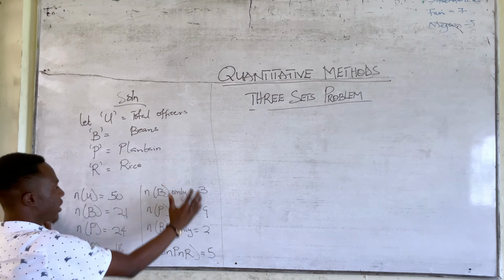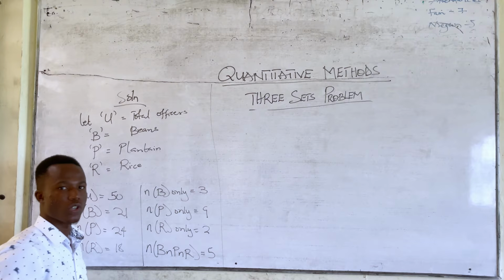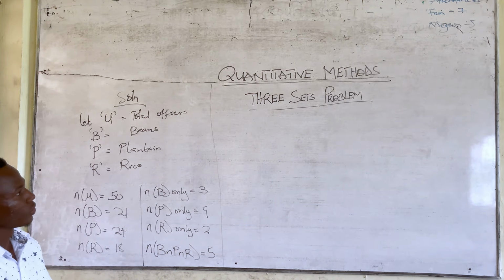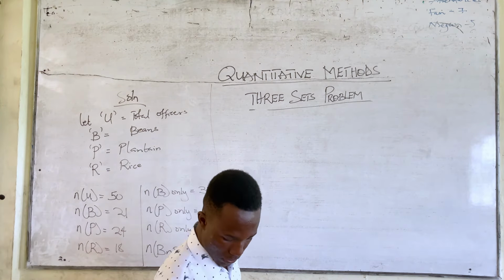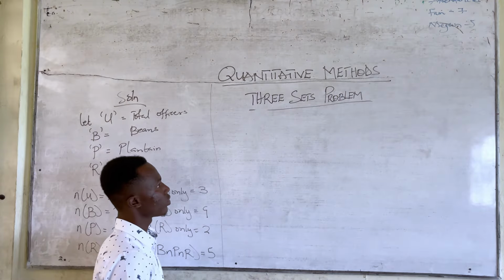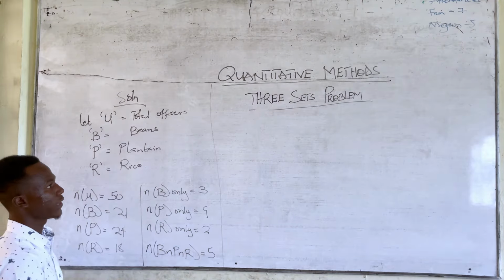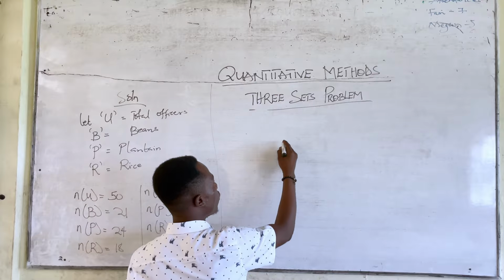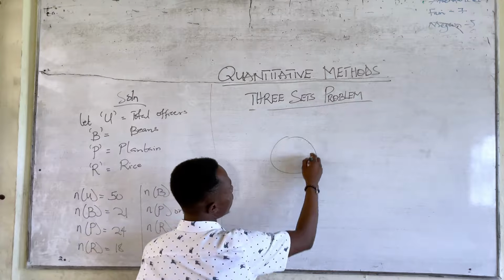We are going to present this given data on the Venn diagram. We know the Venn diagram has 3 circles because we are dealing with 3 items. So we draw our circles first.